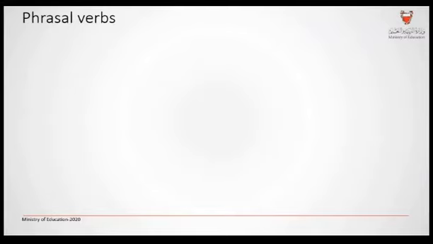Now, let's go back to our first objective, in which we stated that we will revise the phrasal verbs. So, you will encounter 2 to 3 activities today in which you will have to utilize phrasal verbs. So without further ado, let's jump in.